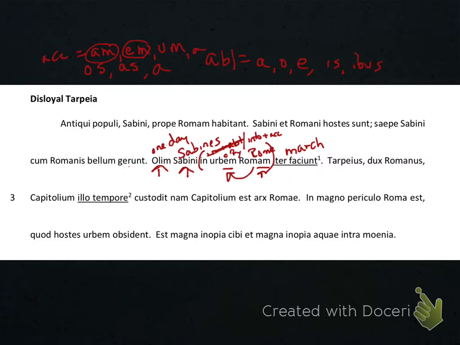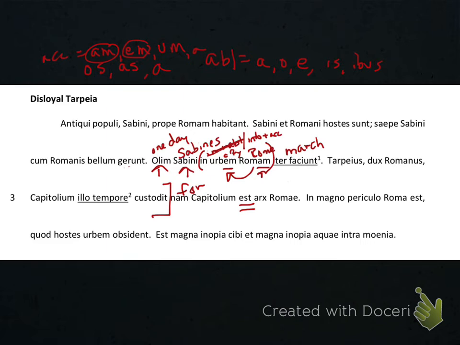Now let's look at the next sentence. Tarpeius dux Romanus Capitolium illo tempore custodit, nam Capitolium est arx Romae. Notice how I took this big pause after custodit before I said the word nam. Nam means for, and it is a conjunction. Also notice that there's another verb after the conjunction for, which is est, part of our irregular verb to be.